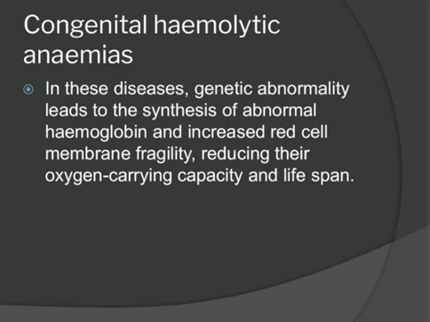Now, the next type of anemia is congenital hemolytic anemia. In these diseases, basically what happens is a genetic abnormality leads to the synthesis of abnormal hemoglobin and increased red blood cell membrane fragility, reducing their oxygen carrying capacity and reducing their lifespan. The most common forms of this particular anemia are sickle cell anemia and thalassemia.